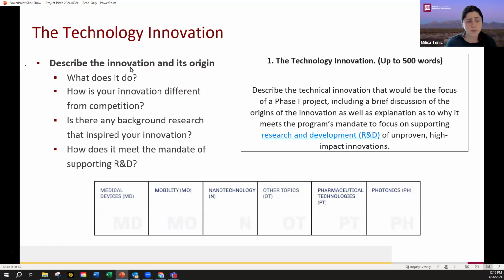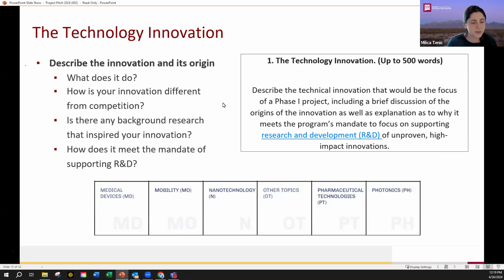I'll also, in this section, explain the background for what inspired your innovation. Where you're sitting in your office or in your lab and you identify this big problem, you're like, oh man, I really wish there was something that can solve this and I can sell this to whatever market you identify. Bring that background story into your technology innovation section.